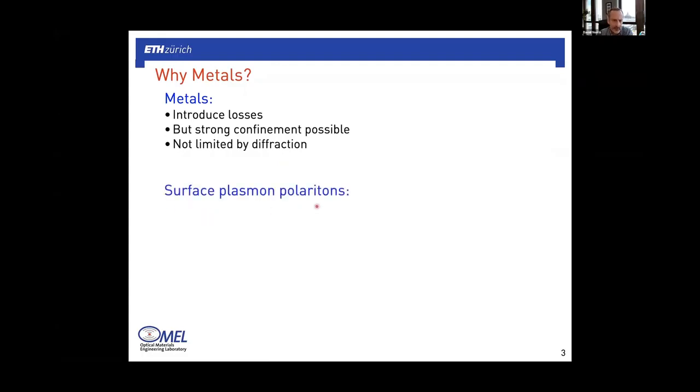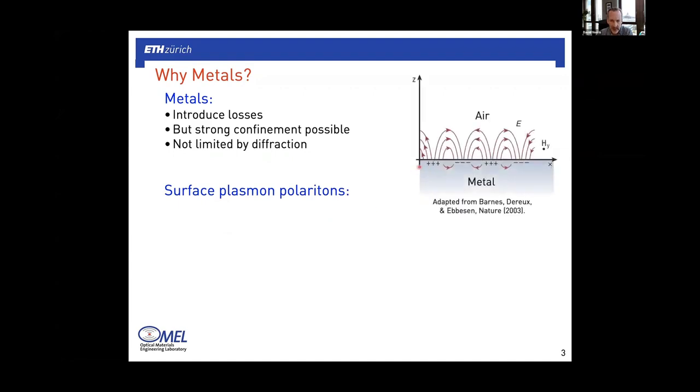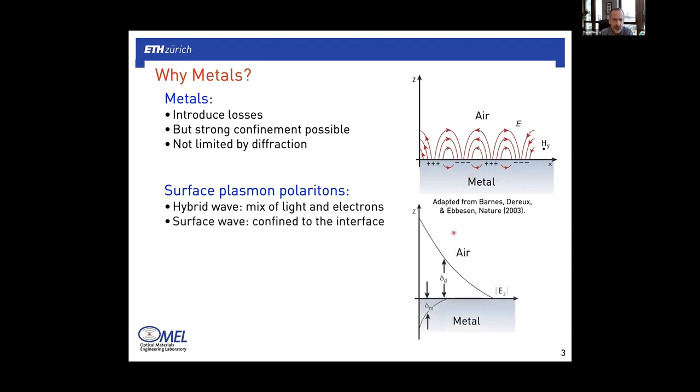So we can consider, for example, with metals, playing with surface plasmon polariton waves. So these are waves that exist at a metal dielectric, in this case air interface, where they're a hybrid wave, a mixture of essentially oscillating electromagnetic fields or light and dragging conduction electrons along with it in the metal. And it's also a surface wave, meaning that it has a field magnitude that's concentrated at the interface and then decays into the dielectric or the metal. And these decay lengths, delta here, can be on the nanometer length scale, so you can confine the field into small volumes.